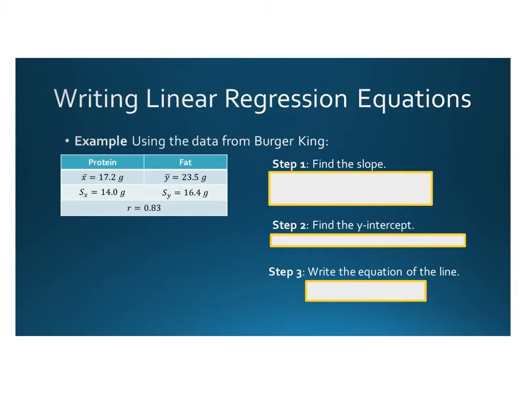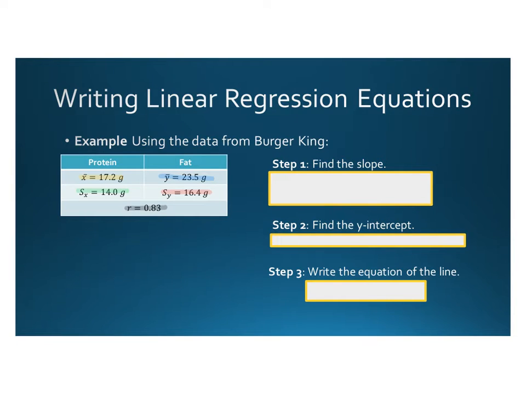So let's say we are given the data from Burger King. So a couple things that we should note. We're given the x bar. We're given the standard deviation for x. We're given the y bar. We're also given the standard deviation of y. And notice we're also given the r value. So we will need to have these 5 values in order to do our analysis.